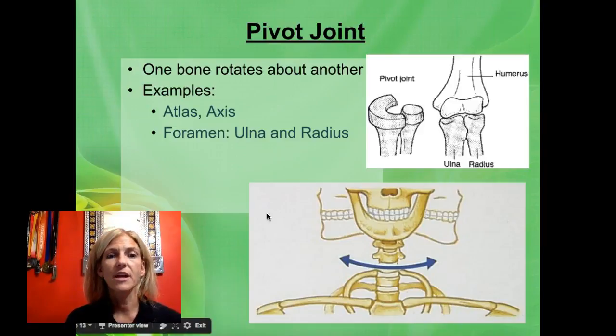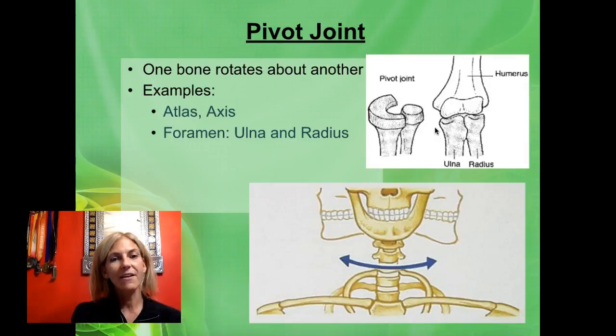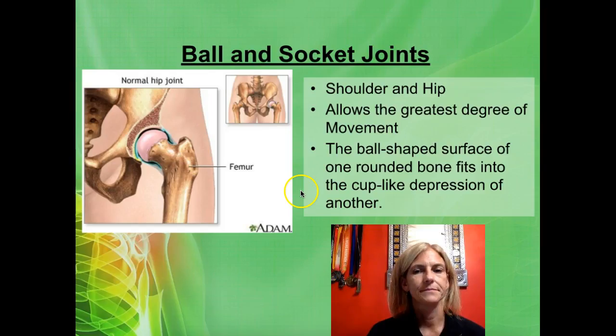The pivot joint, we talked about 2 different pivot joints already because we've already named all our bones. So we talked about the rotation of the atlas on top of the axis that allows us to say no. And then also we showed how we can supinate or pronate our hand. Turning it upwards is a supination, and that happens because the radius pivots around the ulna. The ulna stays stable.